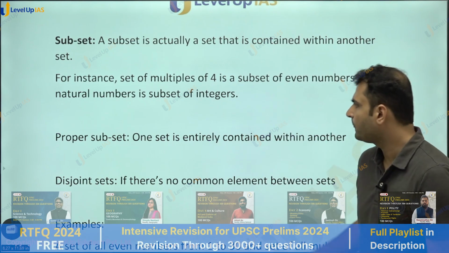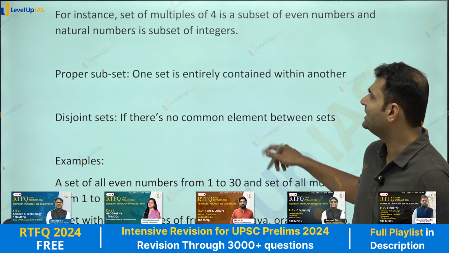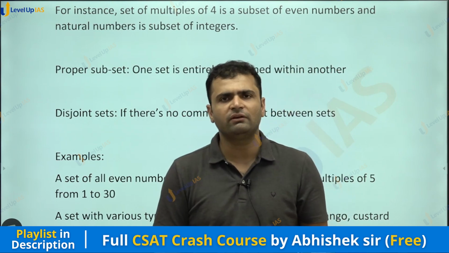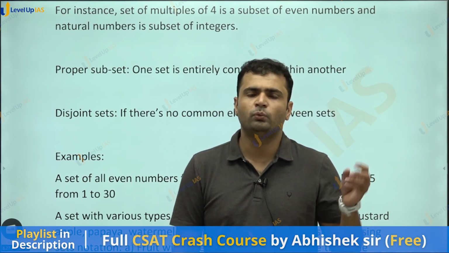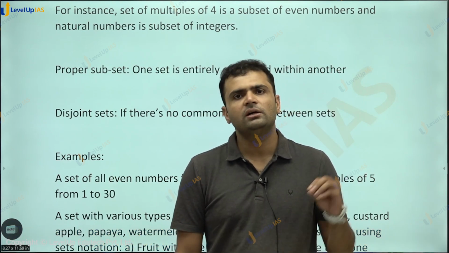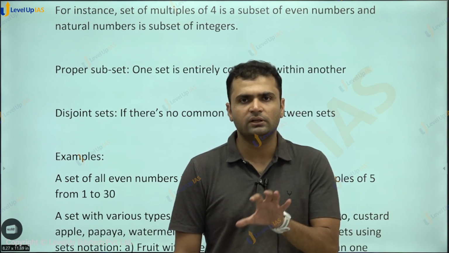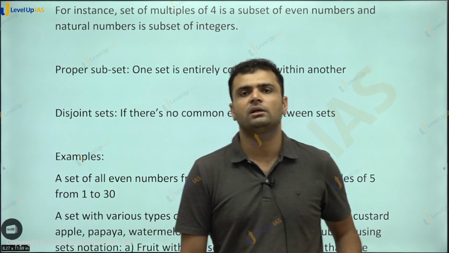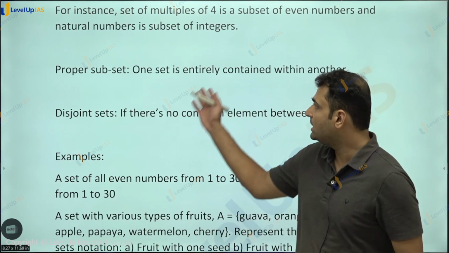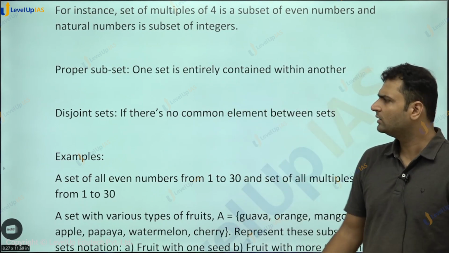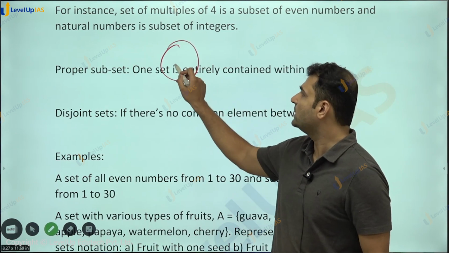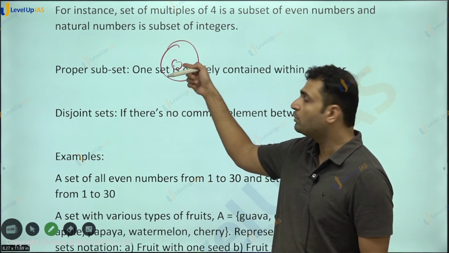Proper subset, one that is entirely contained within another. So set is a subset of itself. So set of 1, 2, 3, 4, 5 is a subset of the 1, 2, 3, 4, 5 set. But any other smaller subset that is entirely contained within another set is a proper subset. For example, this is a set and this is a proper subset. It should be entirely inside.